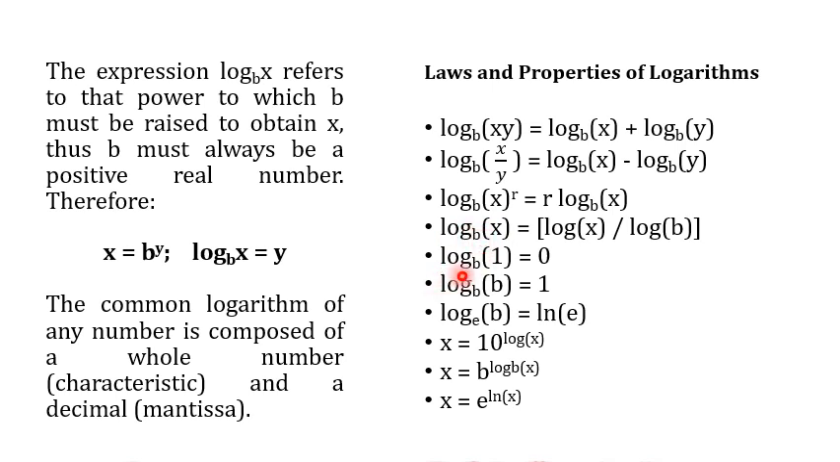If we have log 1 base b, that is equal to 0. If we have log b base b, that's equal to 1. Log b base e is equal to ln b. Then we have x is equal to 10 raised to log x, and x equals b raised to log x base b. And we have x is equal to e raised to ln x.